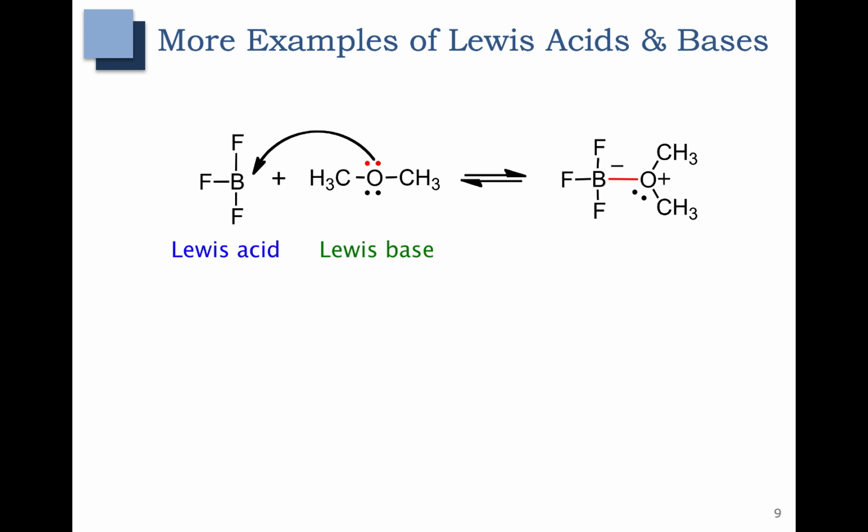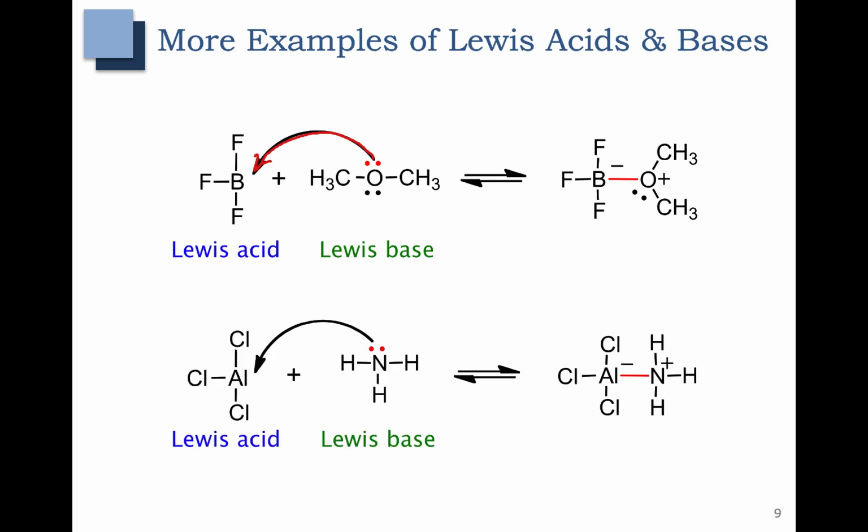Over here is our Lewis base that is donating electrons and forming that bond there that you see here in red. This ether is a Lewis base because it is donating electrons, but it doesn't have any protons that it's accepting. The acid is accepting those electrons, which makes it a Lewis acid.